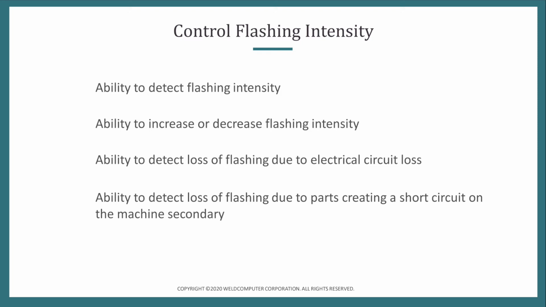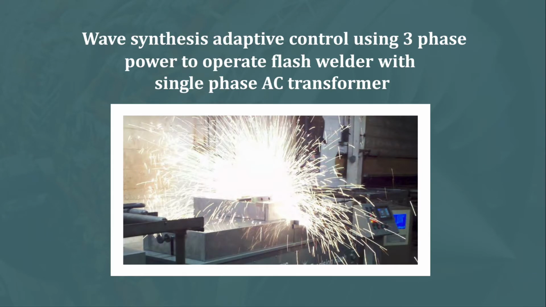the process. Now, to control the flashing intensity, you need to be able to detect the flashing intensity. And then you need the ability to increase or decrease the flashing intensity. And now you have the pieces together to be able to make this happen. But if you're using velocity control, you also need to be able to detect if the loss of flashing that you're encountering is due to a loss of the electrical circuit because you're not pushing the parts together fast enough, or if it's because you're starting to create a short circuit because you're pushing them too fast. Otherwise, you don't know which direction to make the adjustment in.